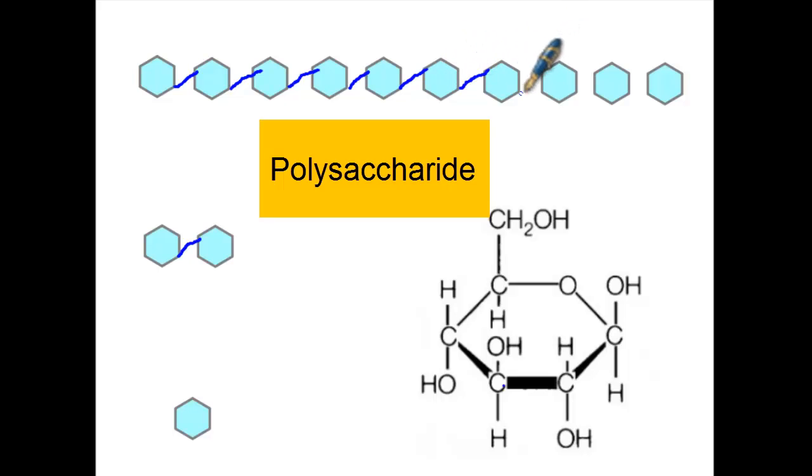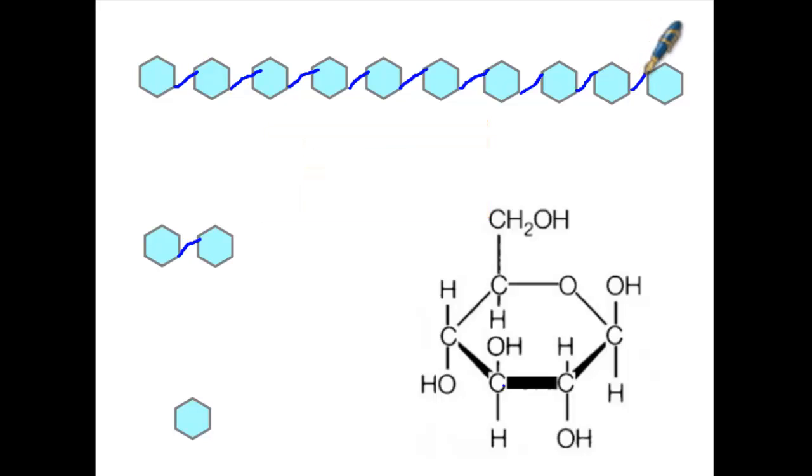We can imagine ourselves with this big long molecule, lots of glucoses joined together, and that's the sort of structure we see in something like starch, and it's a really good way of storing these individual glucose molecules.